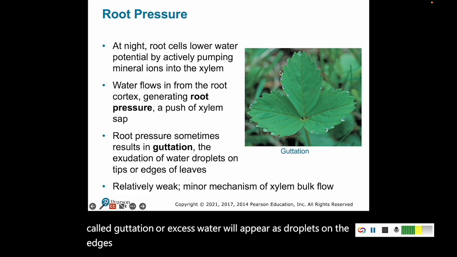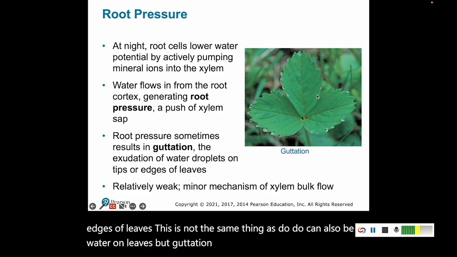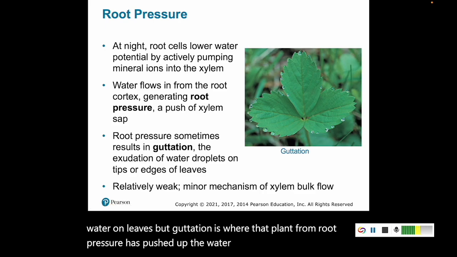leaves. This is not the same thing as dew. Dew can also be water on leaves, but guttation is where the plant, from root pressure, has pushed up the water until water has actually exuded from the plant.